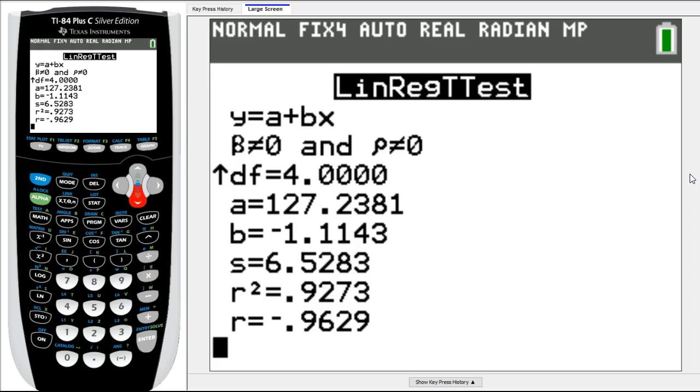It does not mean that one causes the other thing. It doesn't mean that x causes y or y causes x to happen. It just means that there's a relationship between them.